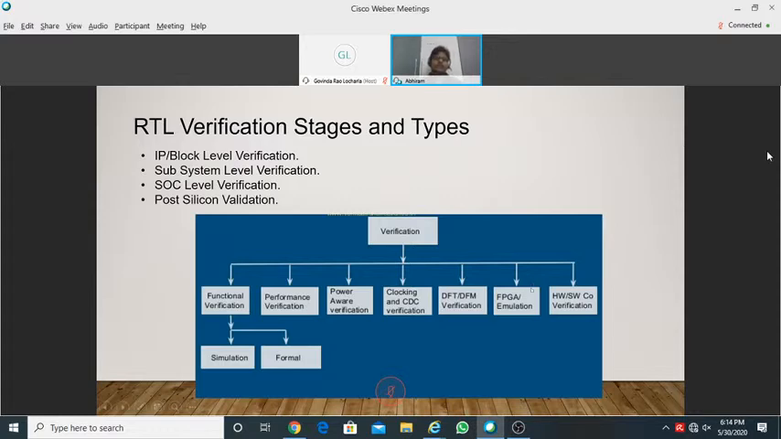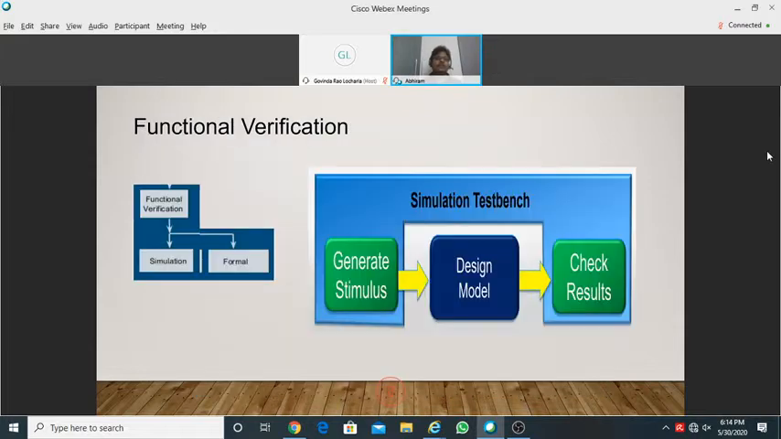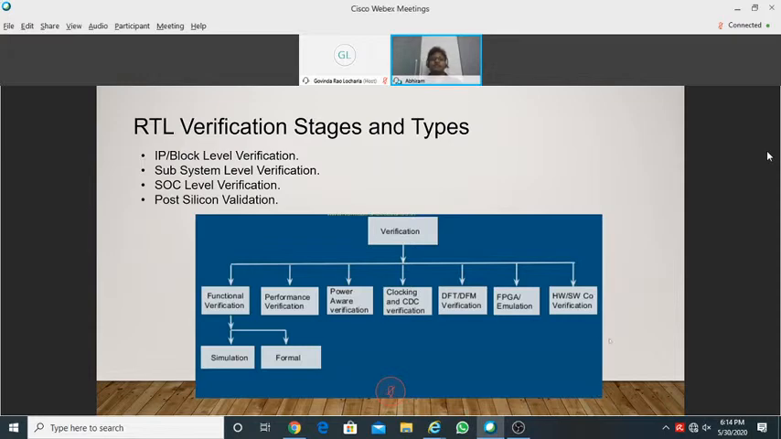So these many steps of the verification we have to do for correctly closing on, or correctly getting a working silicon. Okay, going to the next slide. So I will be going through basically what is a functional verification, and also what are all the verification methodologies here will be briefly described.